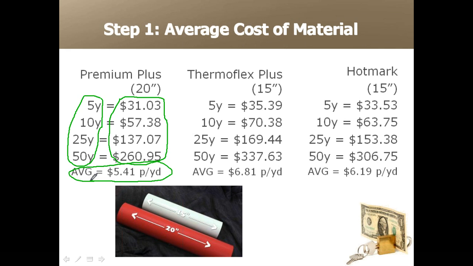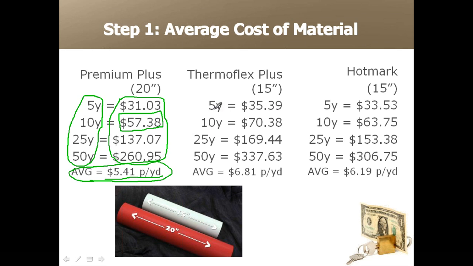That way we don't have to punch in the cost per yard every single time you try to quote a job. So for Premium Plus, the average cost per yard is $5.41. Of course, if you never order a 50-yard roll, if you only order in 10-yard rolls, it'll be pretty easy to figure out your average cost per yard being $5.74 if you order all 10-yard rolls. But you want to come up with your average cost per yard. This is going to be important to punch into the calculator. I'll show you in a minute.